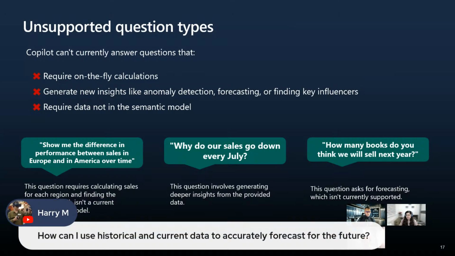Yeah, sure. So this comes from Harry. How can I use historical and current data to accurately forecast for the future? So as I mentioned, right now we cannot generate forecasting, so it's not supported right now, but we are working on how we can support all these unsupported questions, which currently we do not. So currently you cannot do that.